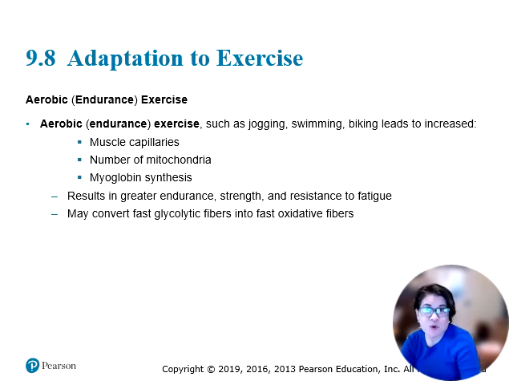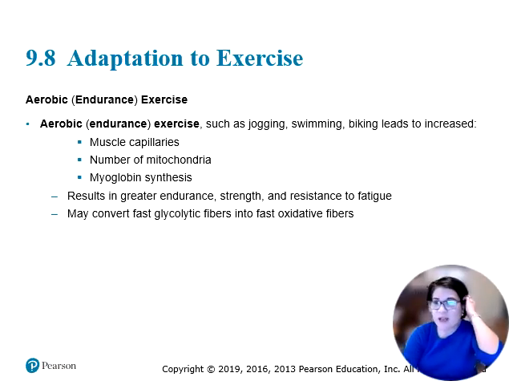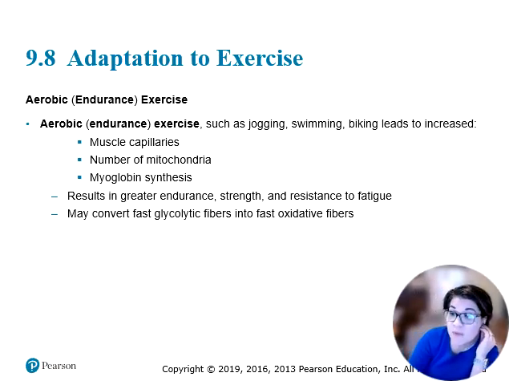Okay, so aerobic endurance, like jogging, swimming, biking, that's going to make your muscles work better. So you're going to have more muscle capillaries. You're going to make more mitochondria. Your muscles have hundreds of mitochondria, but you're going to make more if you use them. So that's going to allow you to provide more ATP. And then you're also going to make more myoglobin. So that'll be more strength, more resistance to fatigue, greater endurance.